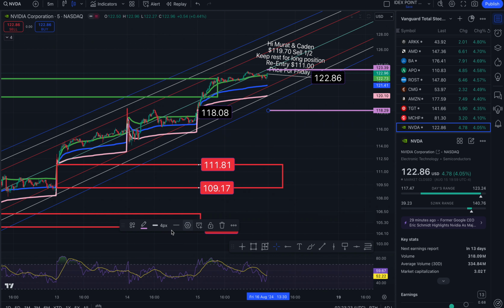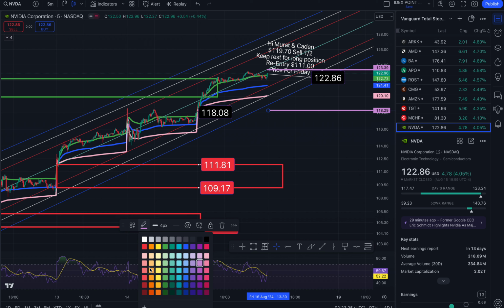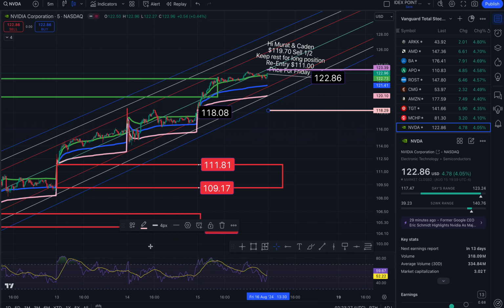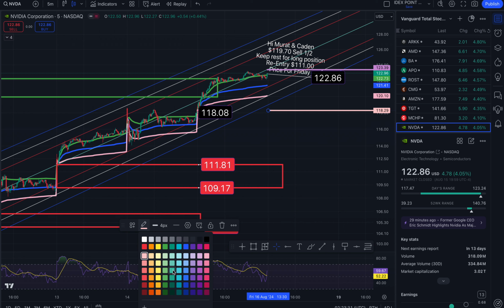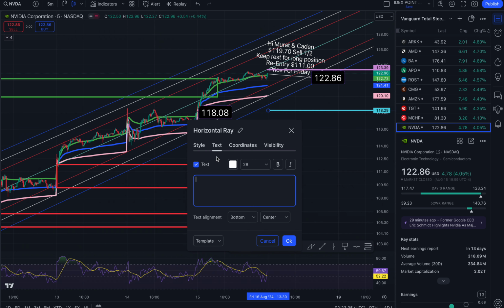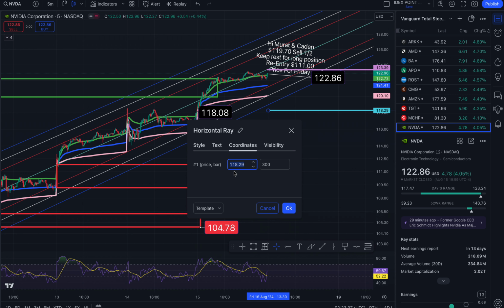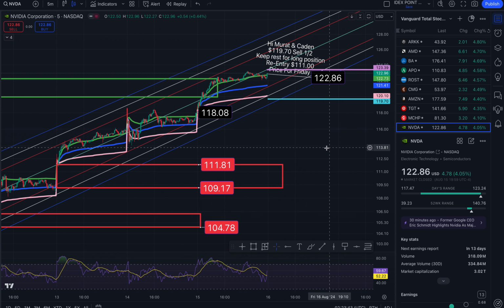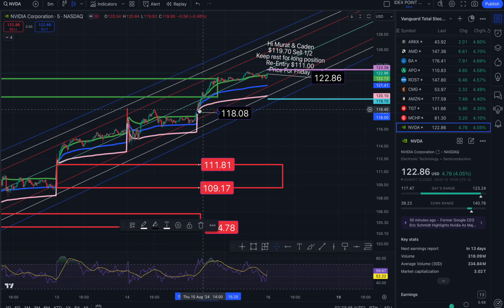So let's turn that into this color, because, no, that's too light. Let's just do this one. Okay. So the coordinates, 119.70 is there. So we hit that today.